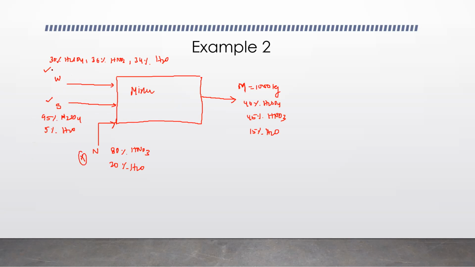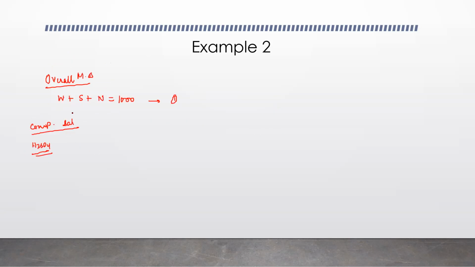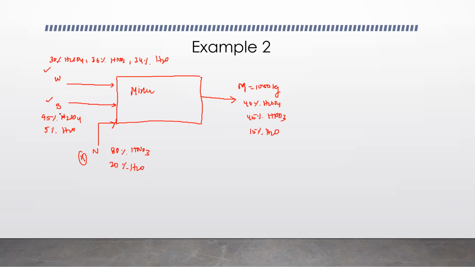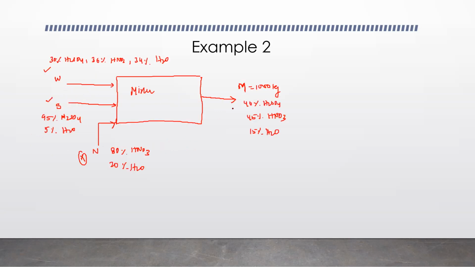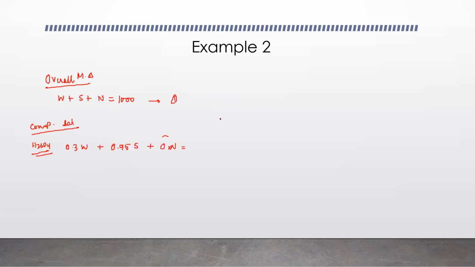So the equation that I'm going to form is 0.3 W, because it's 30% sulfuric acid, plus 0.95 S, because it is 95% sulfuric acid, plus 0 N, because there is no sulfuric acid here, right, is equal to, it's 40%, right? So 40% H2SO4, therefore 0.4 into 1000. Equation number 2. All right.